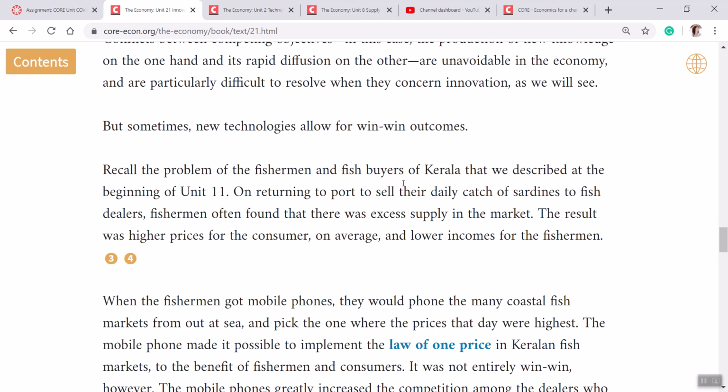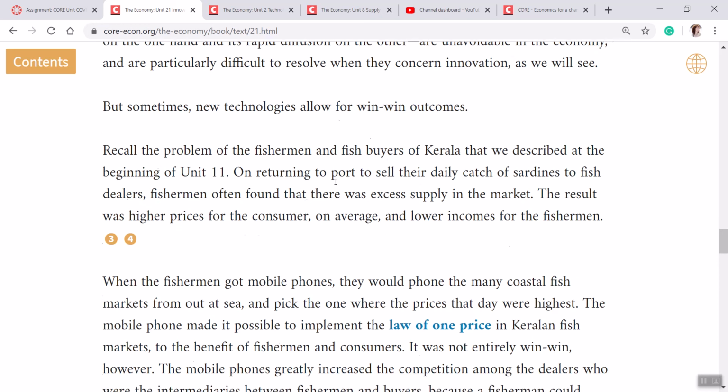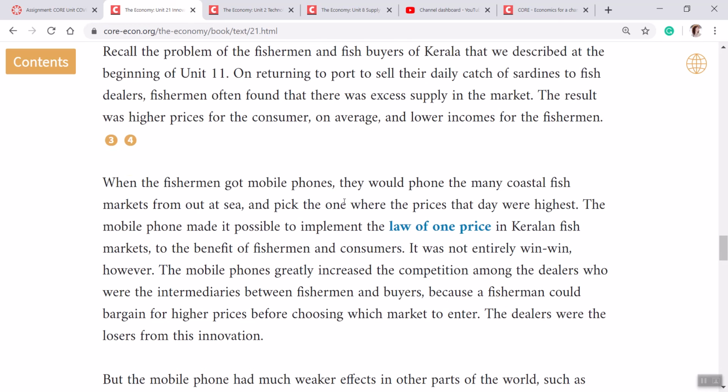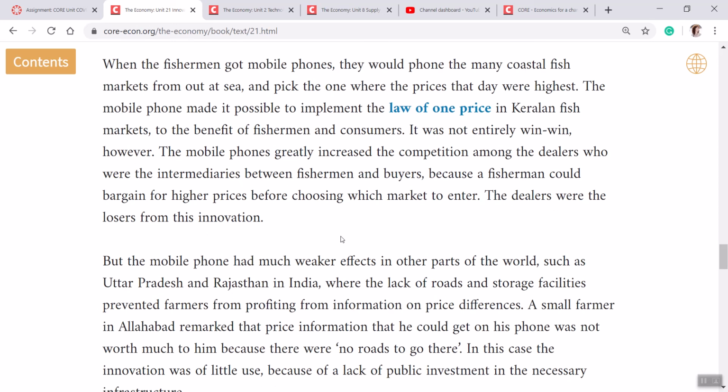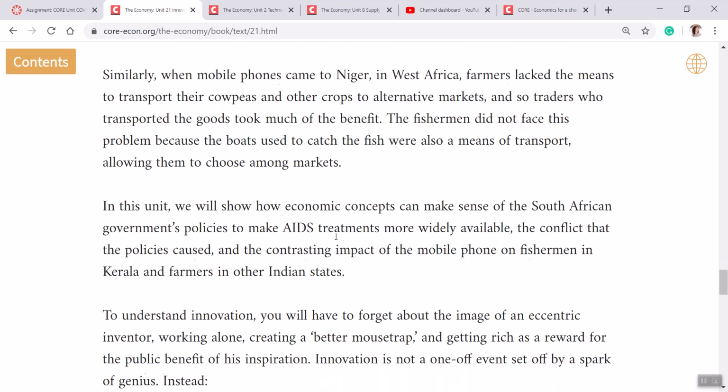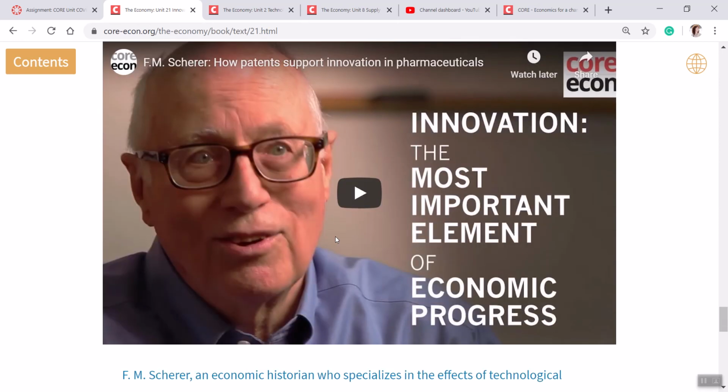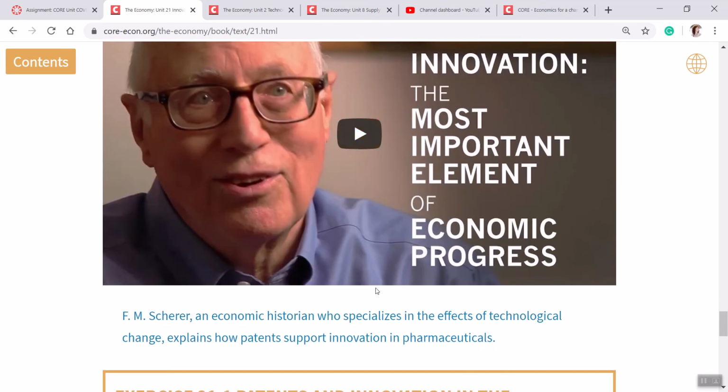We're talking about fishermen in Kerala, okay, and looking at, well, what happens again when you're looking at prices and competition and innovation. And the last thing I want you guys to listen to is this right here. We have F.M. Scherer, and he's an economic historian, and he specializes in the effects of technological change, right? And he's talking about how patents support innovation in pharmaceuticals.